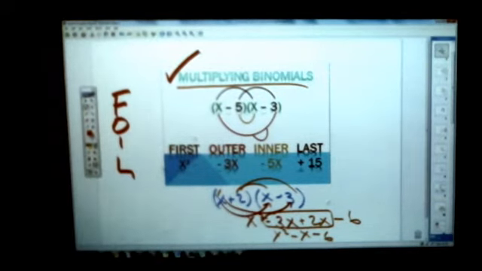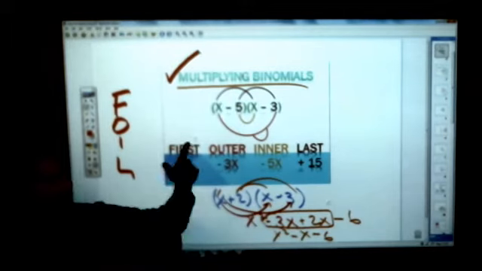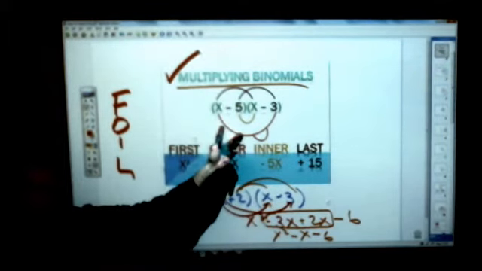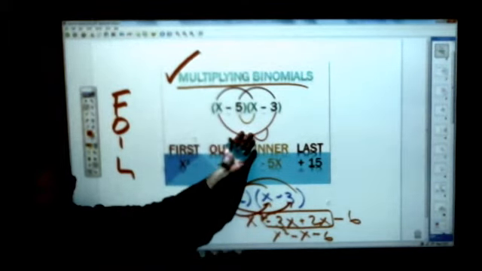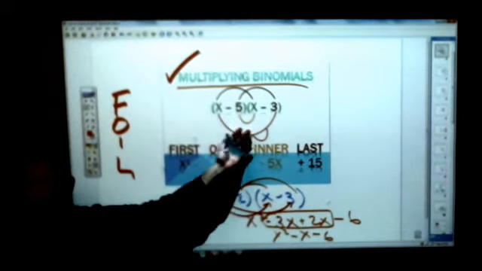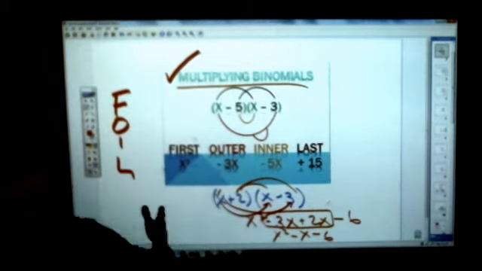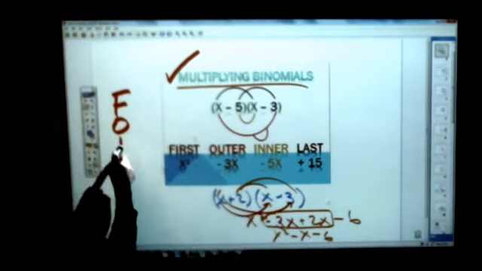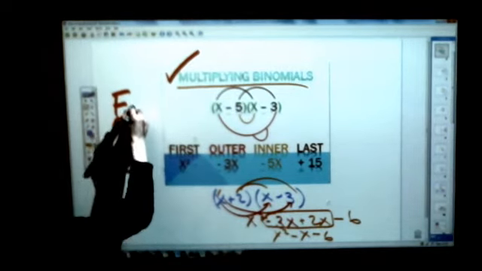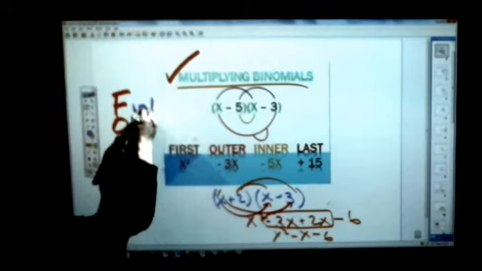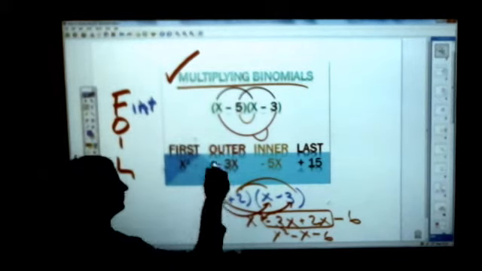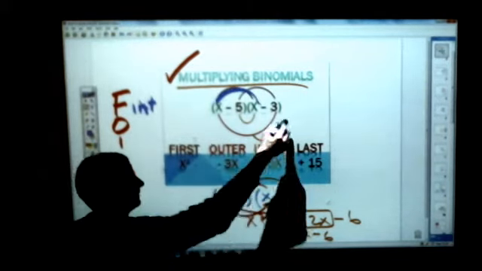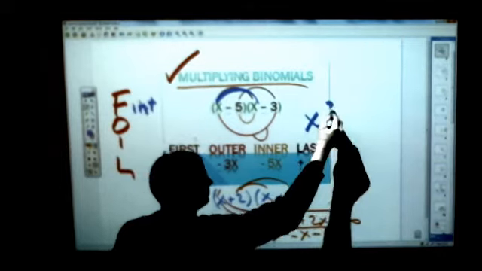And what that means is, hopefully at some point, you can look at this and just do this in your head. Okay? Because there's the same pattern that keeps repeating over it. The first term you get is what you get when you multiply the first letters together. In other words, the first term, when I multiply this together, I get an x squared. That's going to be true.